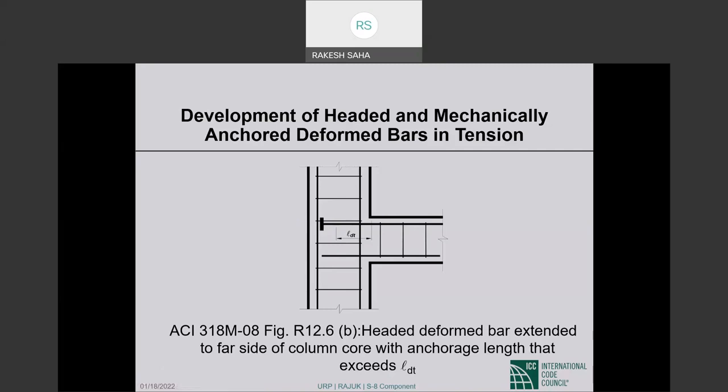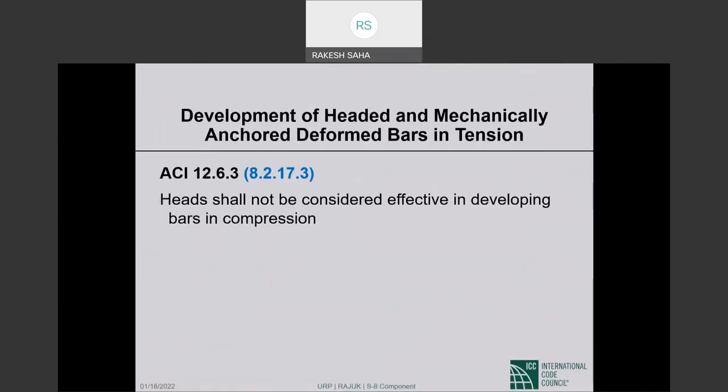Are you with me? So if this bar tries to pull, it will have to take more compression concrete with it than if the bar terminated here. And that is desirable. You are not paying anything appreciable. So take the bar as far back as you can, although theoretically the bar needs to come only up to here. So this is specifically said in ACI 318. Heads shall not be considered effective in developing bars in compression, just like the hooks.